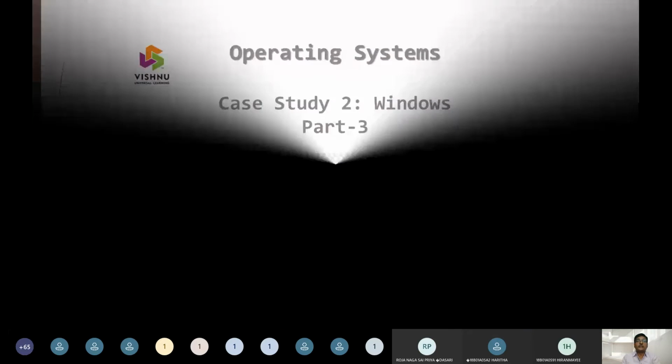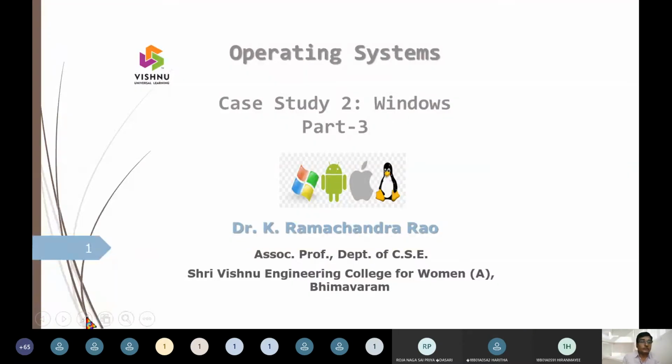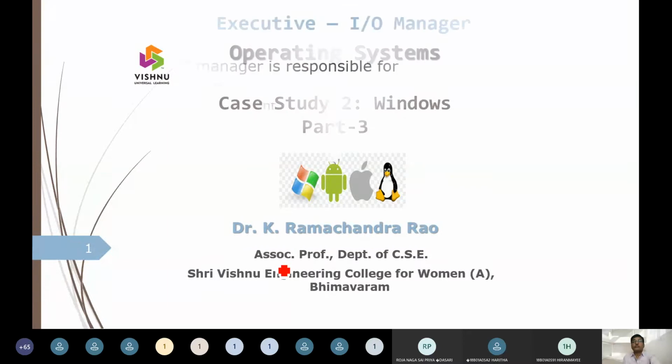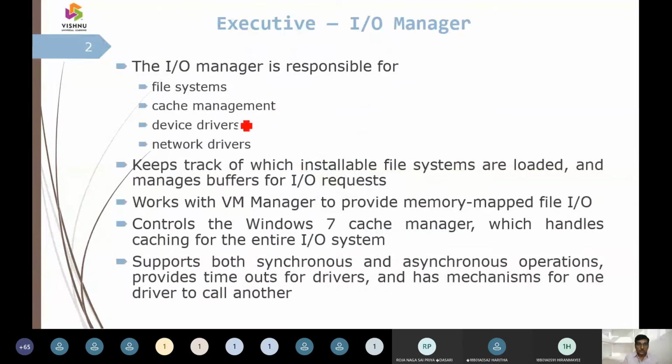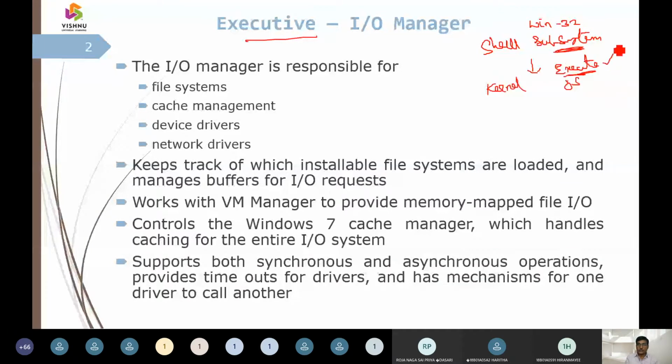In this part 3, we will be taking up the executive, as we were mentioning. So we will be having the Windows 32-bit subsystem. The Windows 32-bit subsystem is going to be a part of the shell, and then it is going to be converted to the kernel. In the kernel, we will be having the operating system, and it is going to be done with this executive. So what will be the components of an executive?